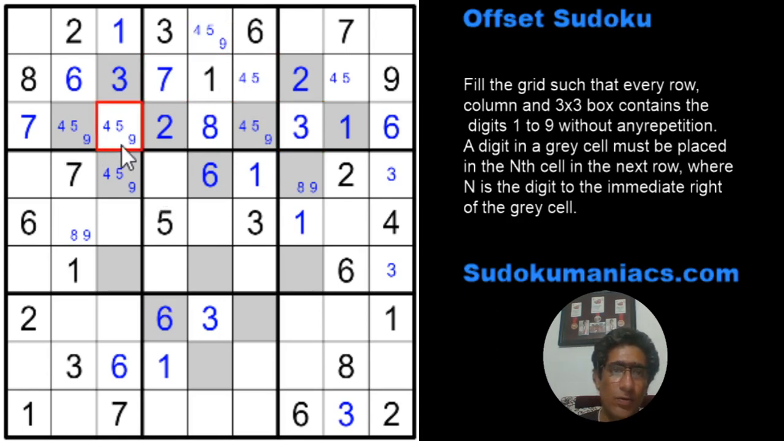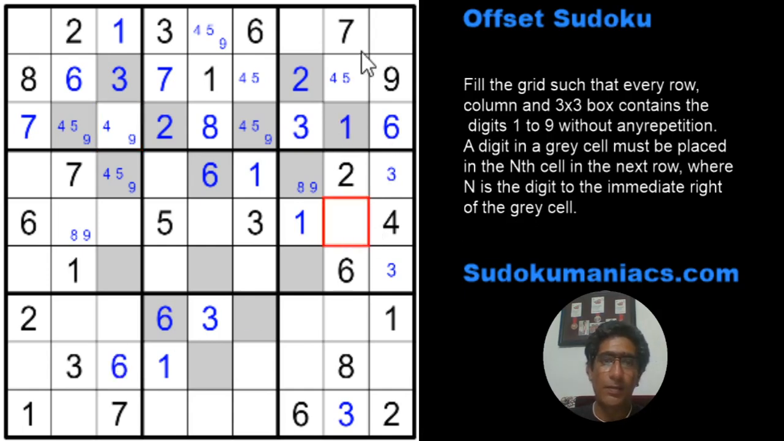Alright. Now when I look closely at this 4, 5 and 9, I can't have a 5 here because the 5th cell of the next row is occupied by a 6. So if this was a 5, I would require a 6 here, which is just not possible. So I can eliminate the 5 from that cell, right?